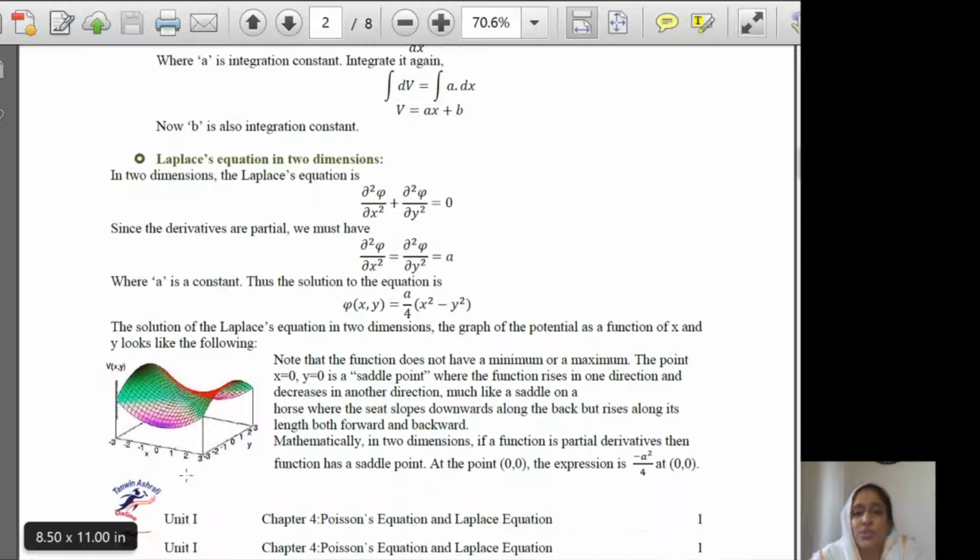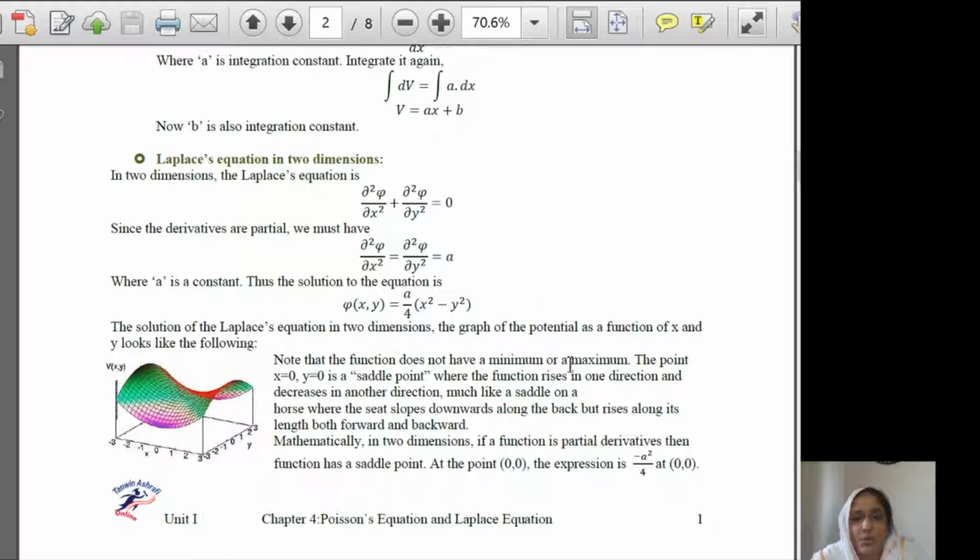Now, if we put this solution and draw the graph of the potential as a function of x and y, it will look something like this. That is not a minimum, not a maximum. It's like a horse saddle. Now, there is a saddle point at x equal to 0 and y equal to 0. Just as the middle of a saddle comes and then goes upward, that middle part you will see here at x equal to 0, y equal to 0.